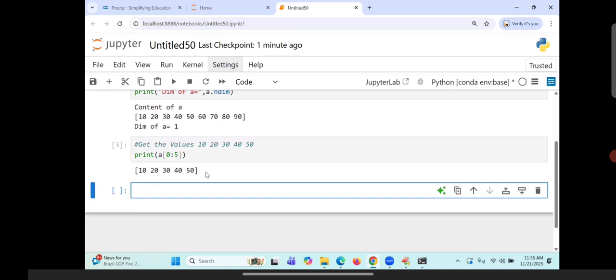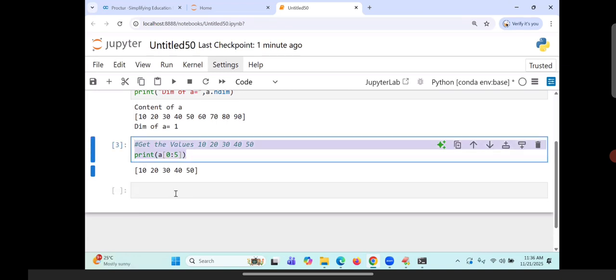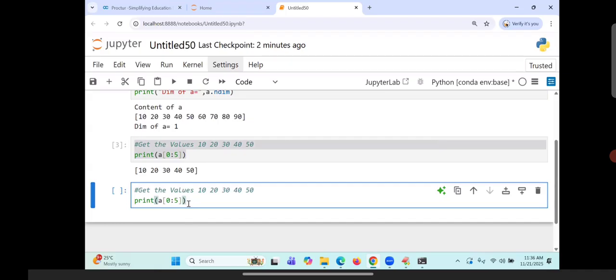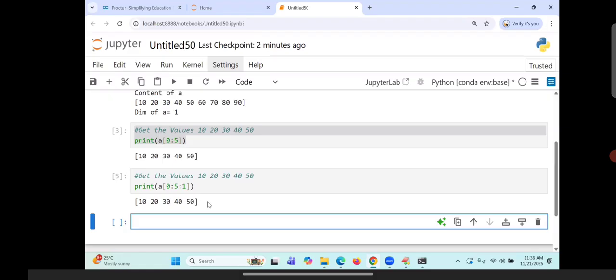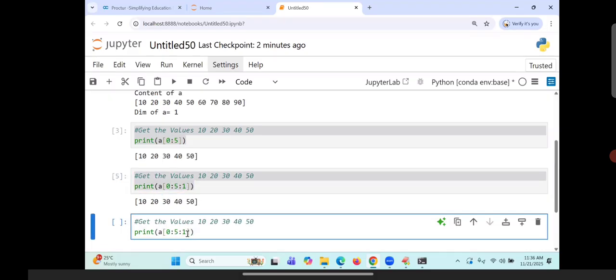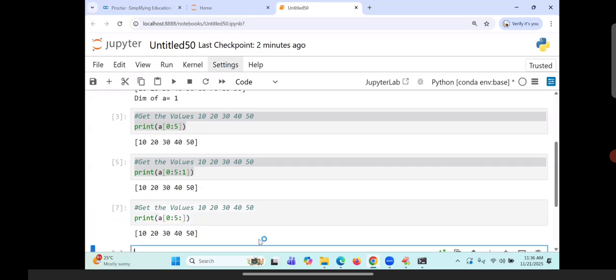Are you following me? The same values you can also get like this. Colon, what can I write? 1. You can write like this. It is also going to give you the same thing. Here I am writing like this also, you can get it.